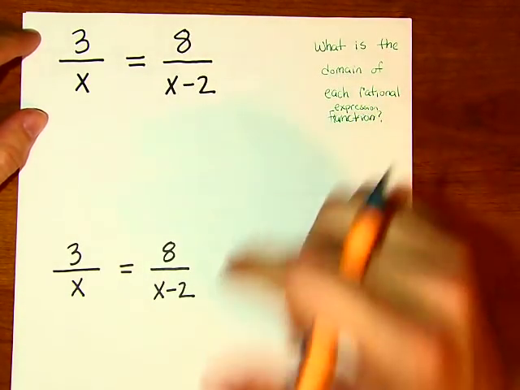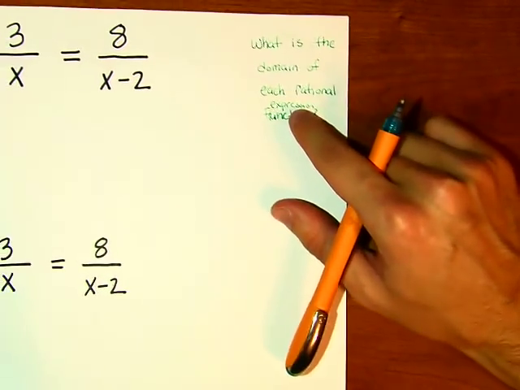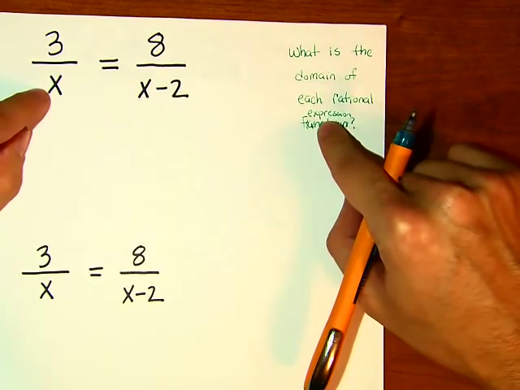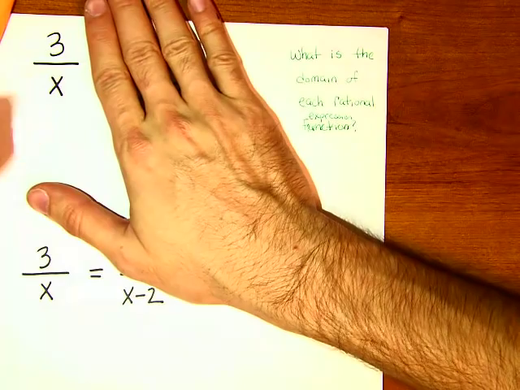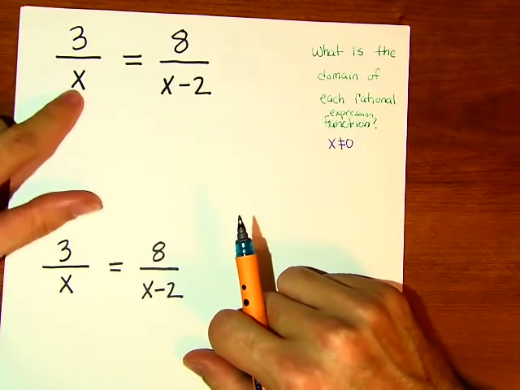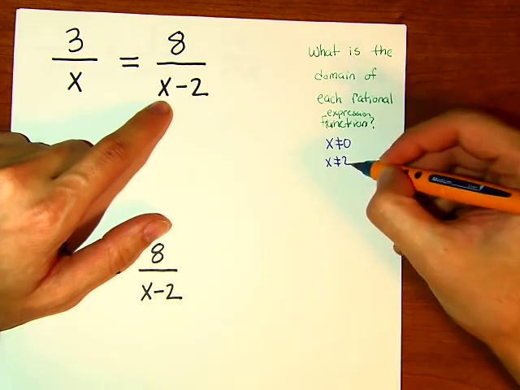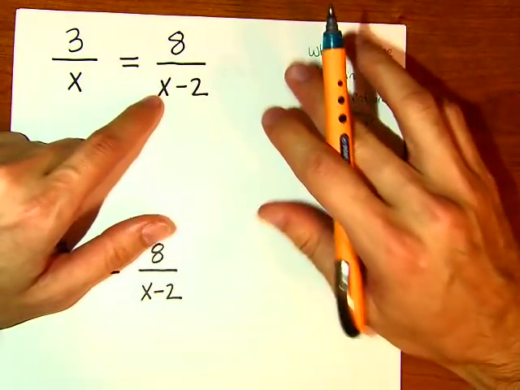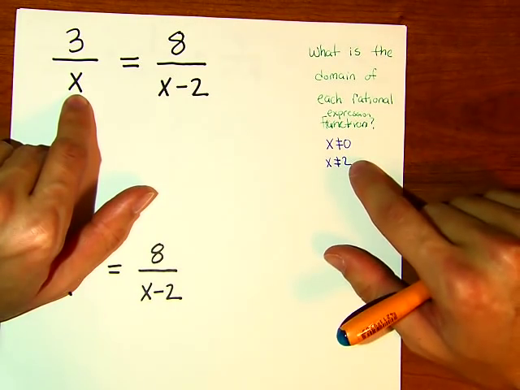The first thing you should look for is, let's go back to this idea: what is the domain of each rational expression here? When we talk about domain, x cannot be what? x cannot be 0, because if x is 0, this whole thing is undefined. And x can't be 2, because 2 minus 2 is 0, then this whole thing becomes undefined. That's very important before you start these problems: x can't be 0 and x can't be 2, because if these two are the case, then we have a problem.